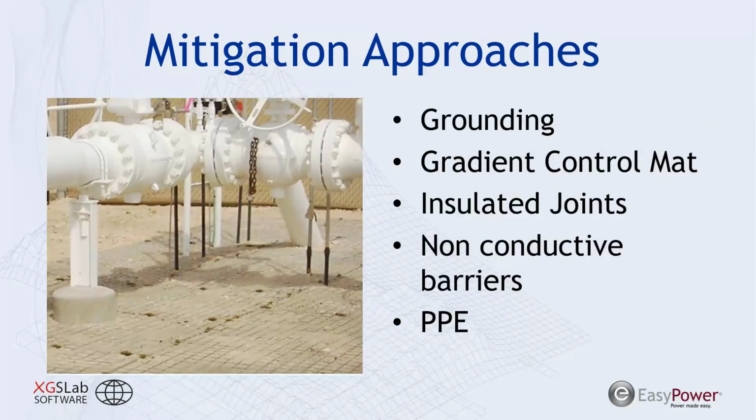Other approaches that could be applied to the recipient itself could be grounding systems. You could ground the pipeline or railroad in some instances. You may incorporate a gradient control mat to create an equipotential plane in the event of a fault so that you're not going to have a voltage difference between a person's feet and the person's hand. You can incorporate different isolation or insulation in order to break up the exposure length of your pipeline or your railroad. You can incorporate non-conductive barriers or add personal protective equipment.